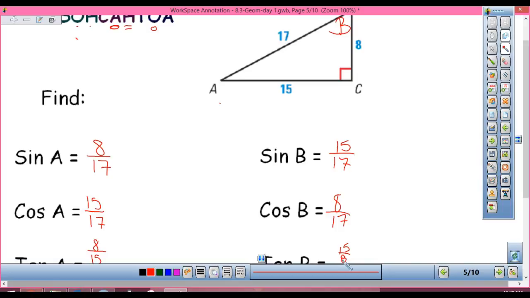Look at those 6 fractions that you have written on there. Do any of those fractions equal greater than 1? Which one? Tangent of B, right? There's only one ratio that could ever be greater than 1, and that's your tangent. Why? What do you think that is?